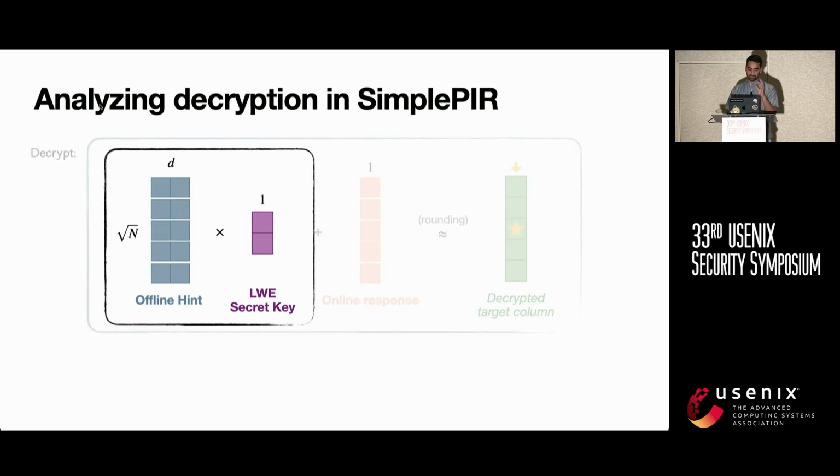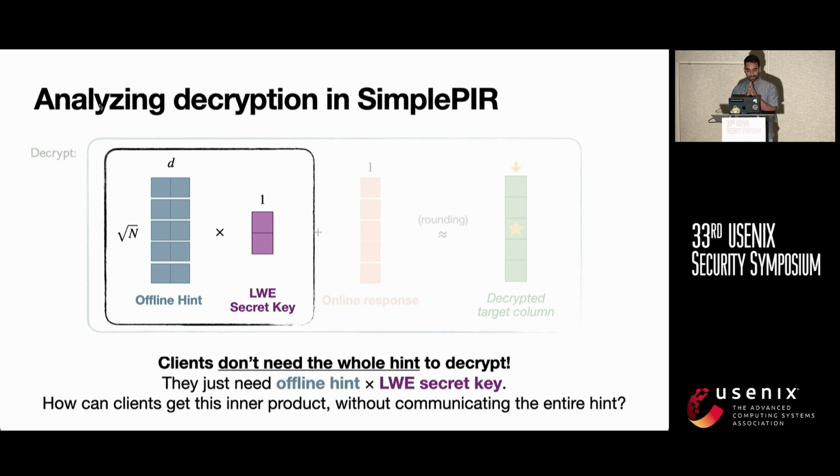But since we're trying to get rid of the hint, if we focus on the hint here, the observation that these works make is that the first thing the client does with the hint is just multiply it by its secret key, its LWE secret key, right? It doesn't do anything with the hint after this. The only value it really needs to obtain from the hint for the rest of decryption is the inner product of the hint and the LWE secret key. So the other works basically ask: can we obtain that inner product without downloading the whole hint and then computing it locally on the client?